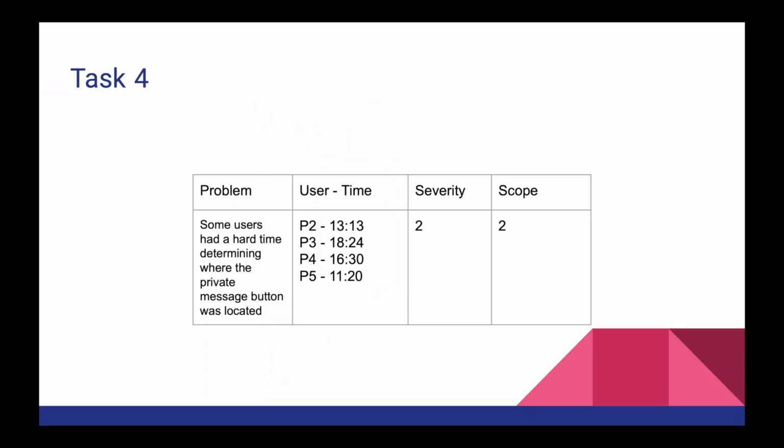And task 4, we had some users had a hard time determining where the private message button was located. This was a problem for 4 users, but we only gave it a severity and a scope of 2. And so here's a video of a user having an issue with that.